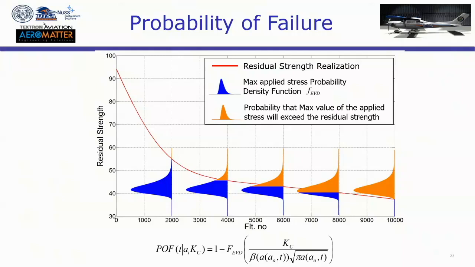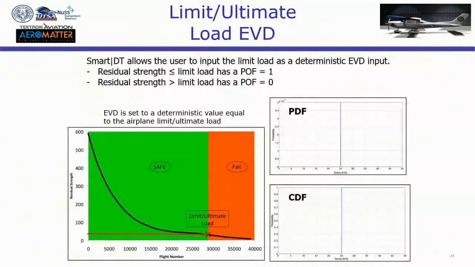We're evaluating the residual strength into the POF. That's very important that we have that concept very clear. We are evaluating the EVD, what is the loading that exceeds the residual strength, so that's my probability of failure. If we are using limit load, this is just a deterministic value, it's just fail or no fail.